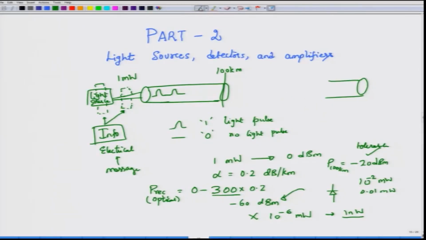Now, there are two ways of doing it. In the olden days, this approach was actually quite popular, especially when the data rate was quite small. So, the data rates were like 1 to 100 Mbps or maybe 10 Mbps.